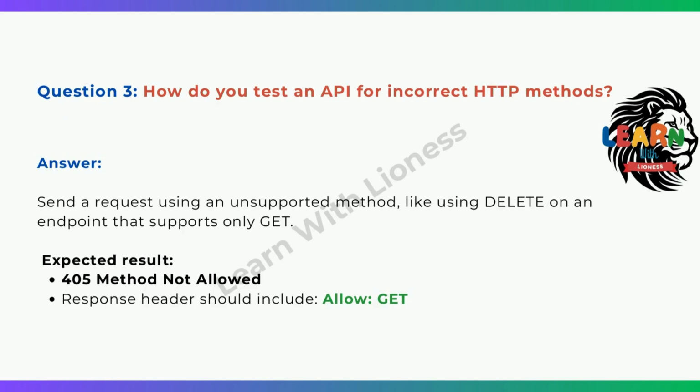Question 3. How do you test an API for incorrect HTTP methods? Answer. Send a request using an unsupported method, like using DELETE on an endpoint that supports only GET. Expected result: 405 Method Not Allowed. The response header should include Allow: GET.